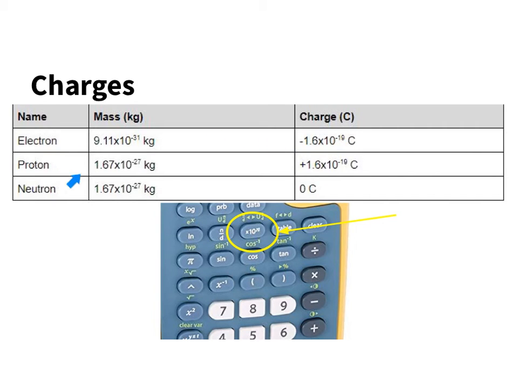A proton, mass-wise, is 10 to the negative 27th. So that's an order of 10 to the fourth bigger than an electron. Mass-wise, a proton is much bigger than an electron, which is why it's found in the nucleus. However, charge-wise, the charge of a single proton and a single electron are the same value, just opposite.